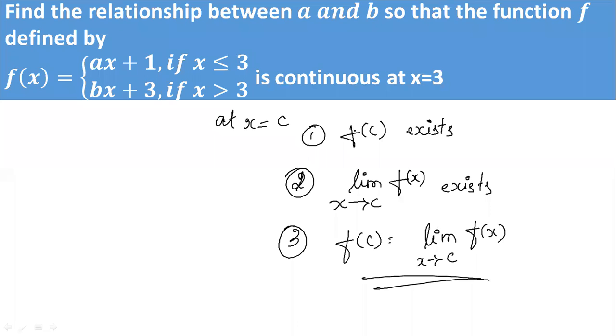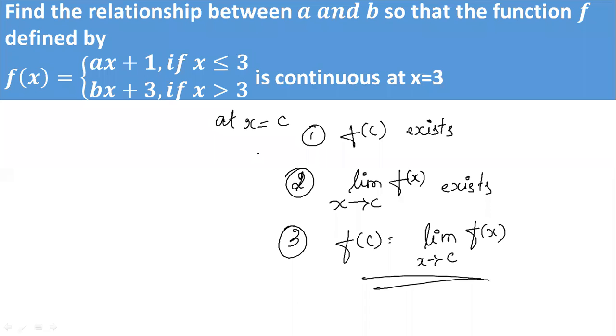If it fails any of these three conditions, what can we conclude? It is discontinuous at that point. Yeah, "limit does not exist" is not the answer. Discontinuous is the answer. Okay, so this is at a point.